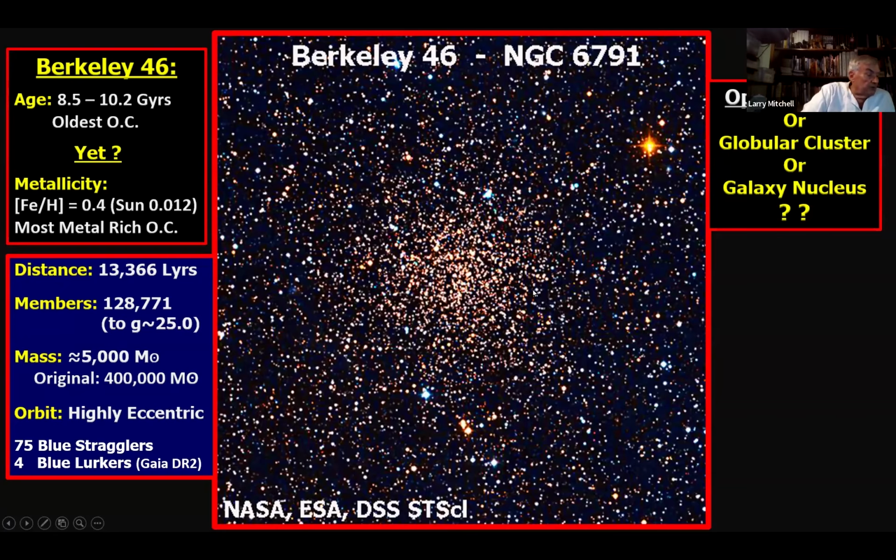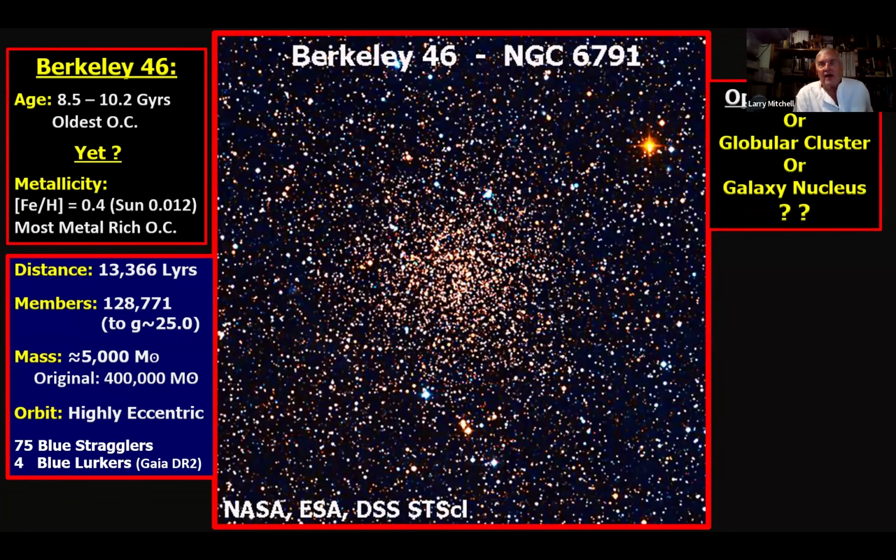Berkeley 46, one of my favorite clusters. I could do an entire talk on this object. This is one of the most unique oddball objects in the entire universe. Berkeley 46, or NGC 6791. It's the oldest open cluster we know of.